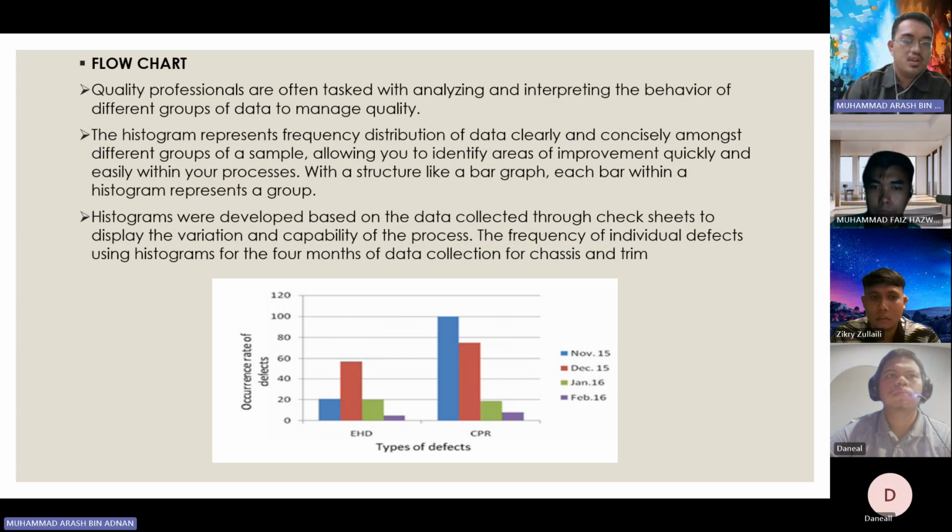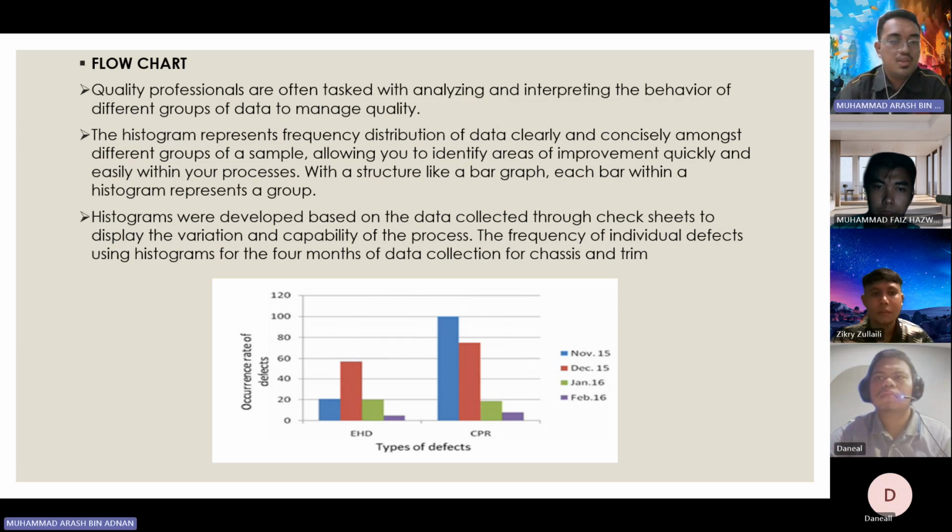Quality professionals are often tasked with analyzing and interpreting the behavior of different groups of data to manage quality. The histogram represents frequency distribution of data clearly and concisely amongst different groups of a sample, allowing you to identify areas of improvement quickly and easily within your processes. With a structure like a bar graph, each bar within a histogram represents a group. Histograms were developed based on the data collected through check sheets to display the variation and capability of the process. The frequency of individual defects using a histogram for the 4 months of data collection for chassis and trim.